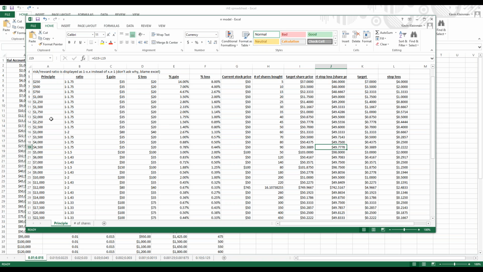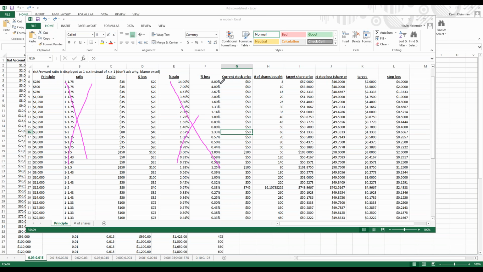So the fields that you can change here, you can change the size of the principal how you want. You can change the gain you're going for. You can change the loss you're going for, and you can change the current share price. Do not mess with the ratio. This will tell us our risk to reward ratio. Do not mess with the percentage gain, percentage loss, and do not mess with anything over here, because those are all formulas, and if you mess with those, it'll mess up the spreadsheet. So the numbers you can input: gain, loss, principal, and current share price.